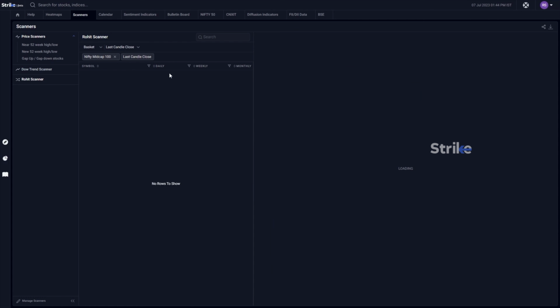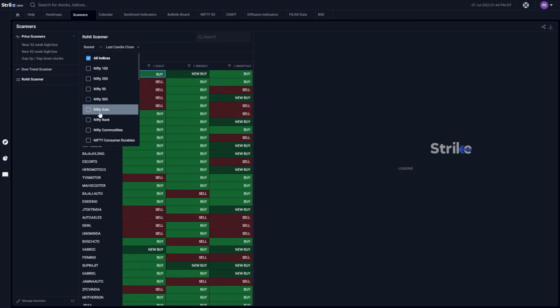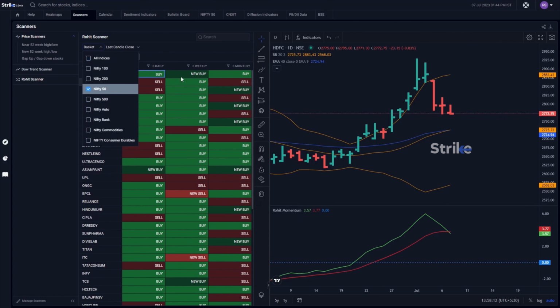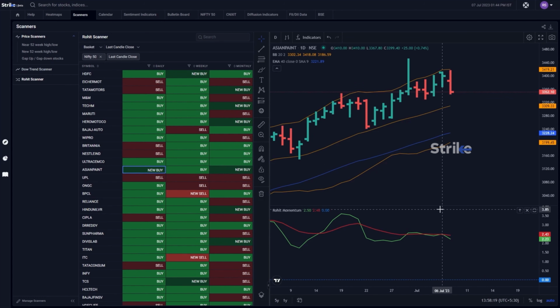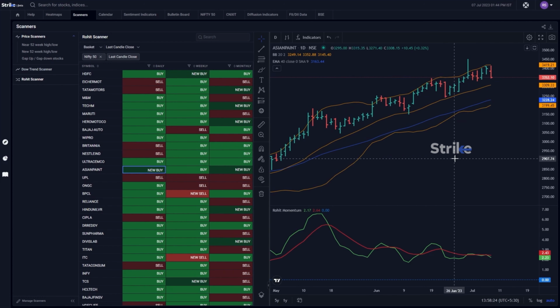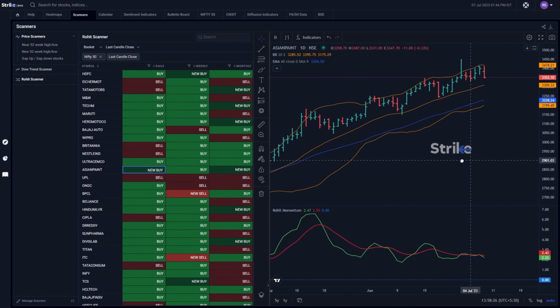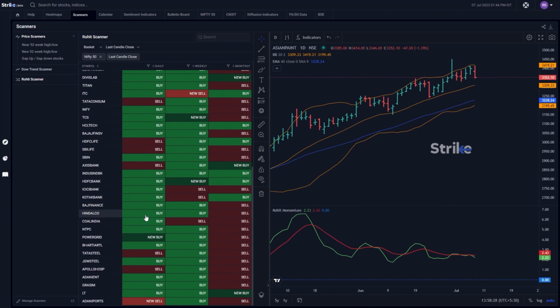The moment I click on last candle close, it tells me where the RMI readings were for whatever basket I choose. Say let's choose the Nifty 50 as of yesterday's closing. Here I'm looking at a new buy signal that already happened yesterday, and you can see today it's crossing back, so it's failing to hold, and therefore it's a goner. And then you can search for another one.